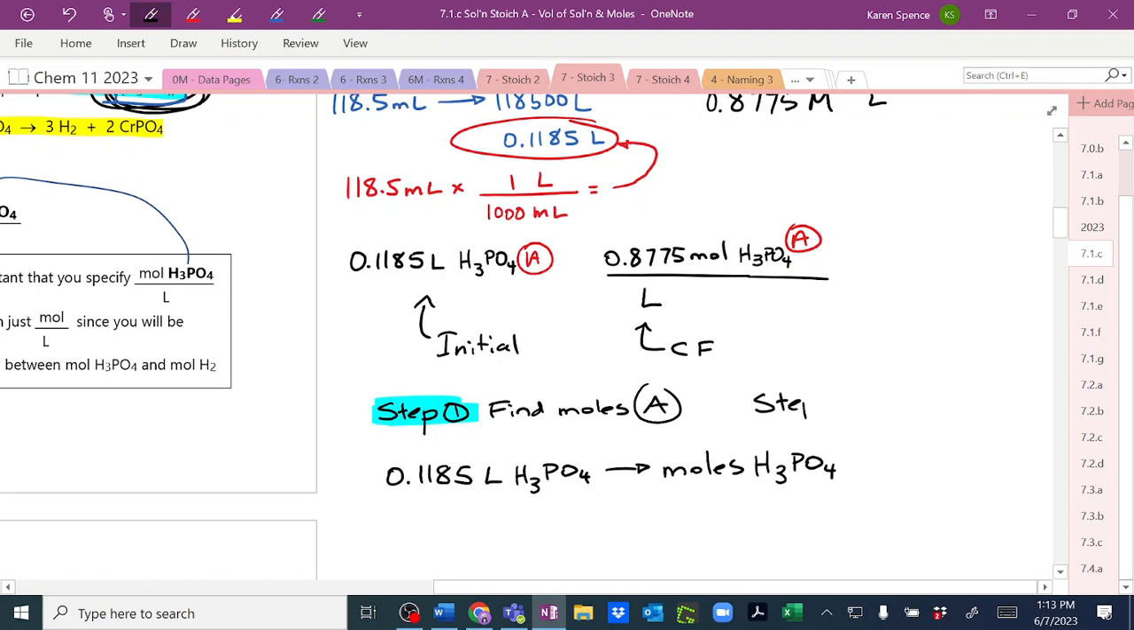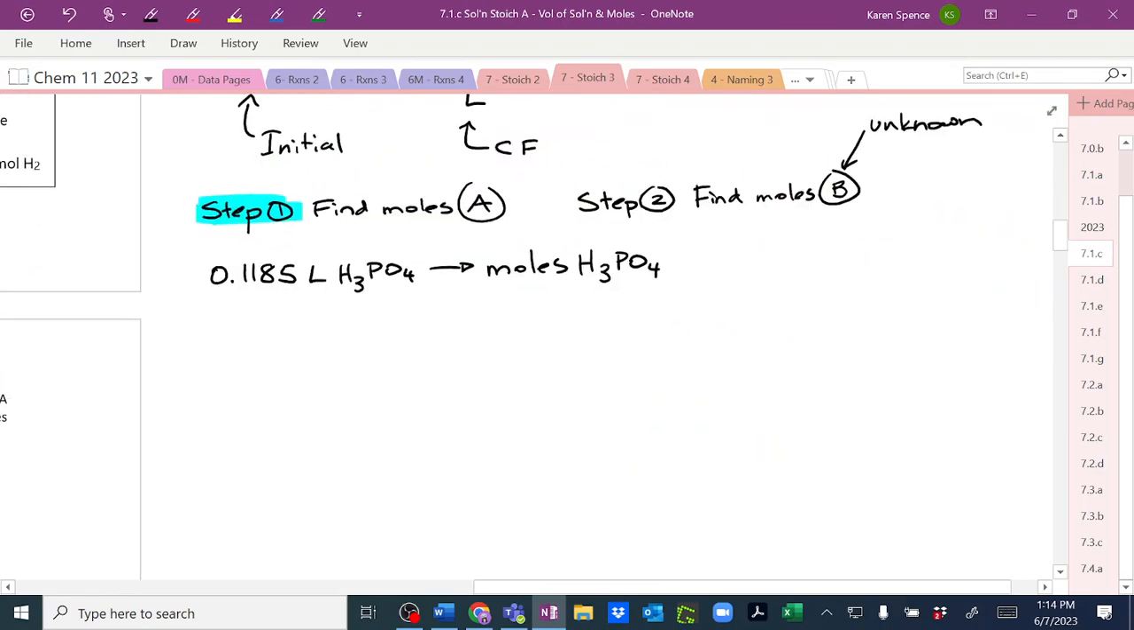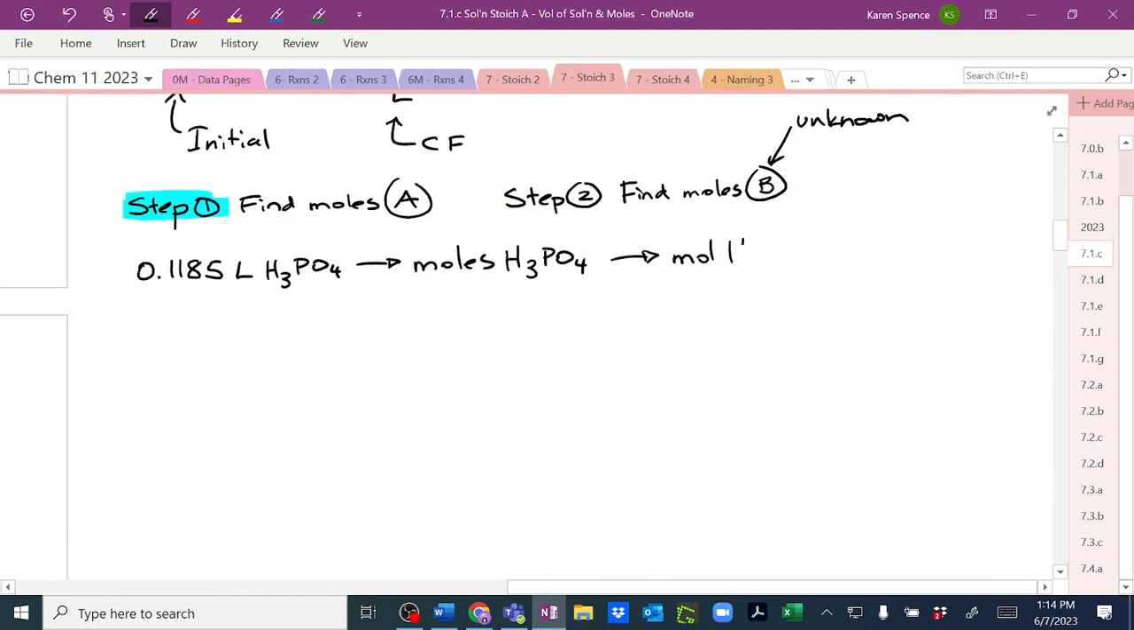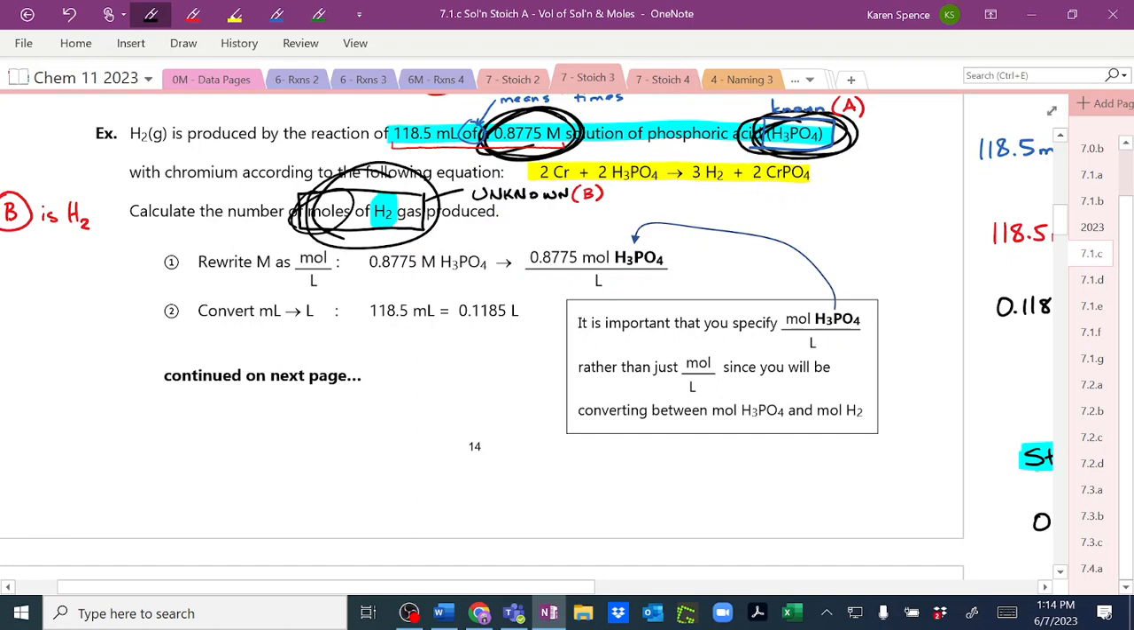The second step in any stoichiometry problem is going from moles of A to moles of B. Or we could make it even simpler and just say find moles of B. Find moles of A, find moles of B. Now, who is B? Let's go back to our question. Remember, B is the unknown, and that was the H2. So we're going to go from moles of H3PO4 to moles of H2. And then at that point, we ask ourselves, does the question ask us for something else? Does it ask for mass or volume of H2? And the answer is no, it just wants moles. So we get to stop right there. Not bad.